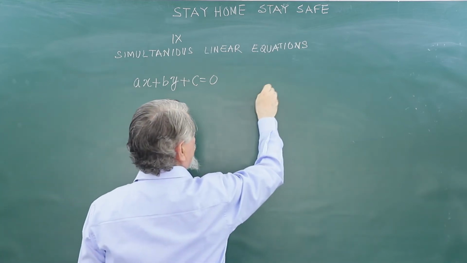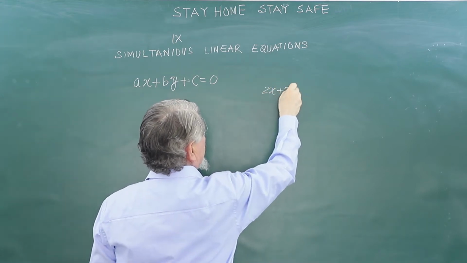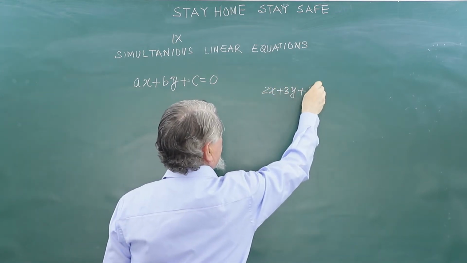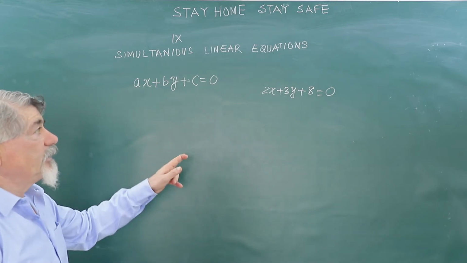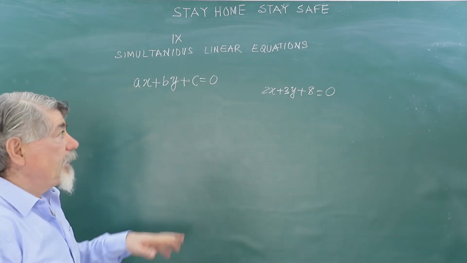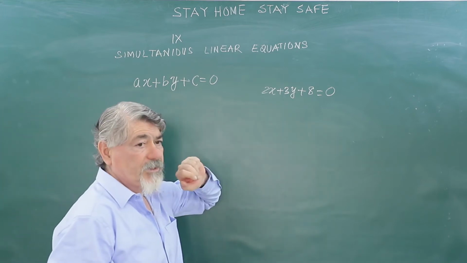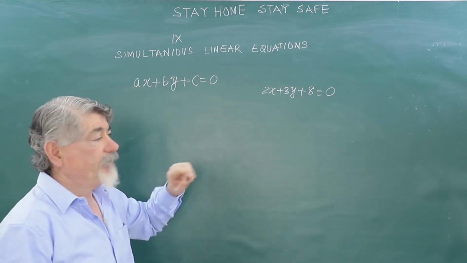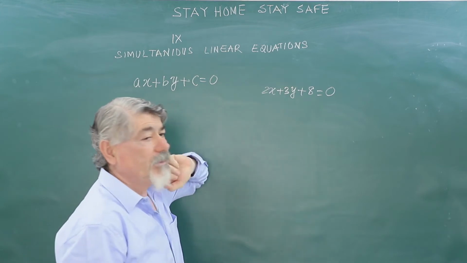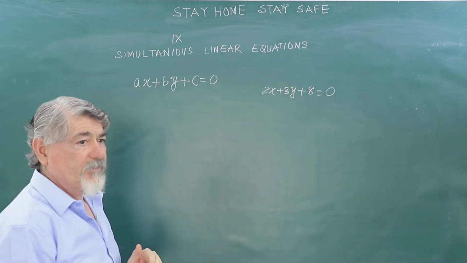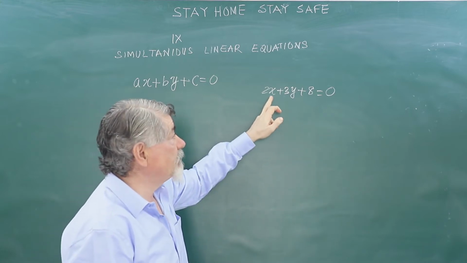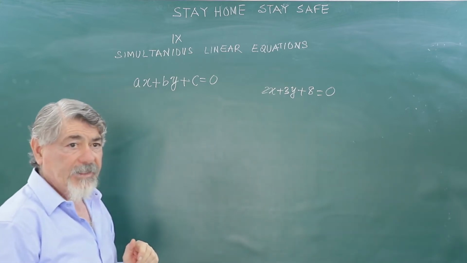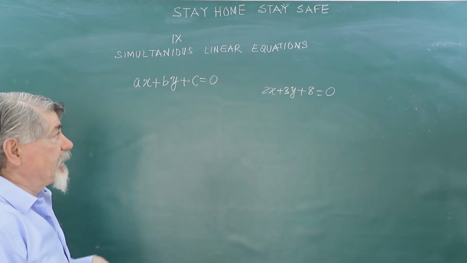Like if I write 2x plus 3y plus 8 is equal to 0, this is a linear equation in x and y, and if I plot it, I'll get a straight line. If I plot this equation by giving different values to x and y, there will be innumerable values of x and y which will satisfy this equation of a straight line.